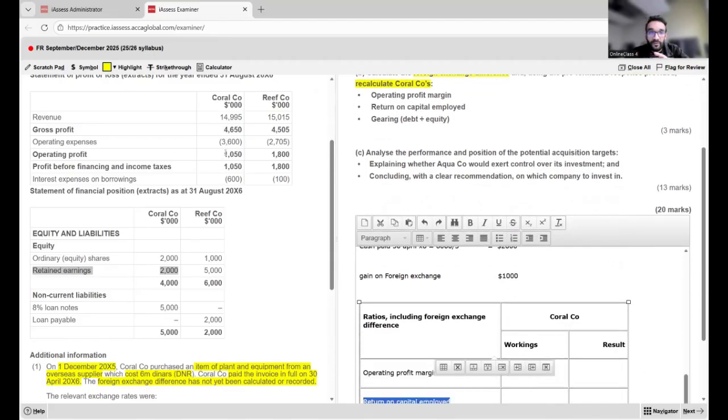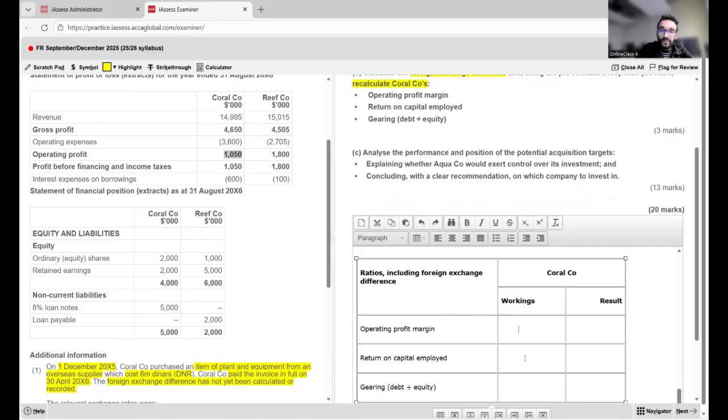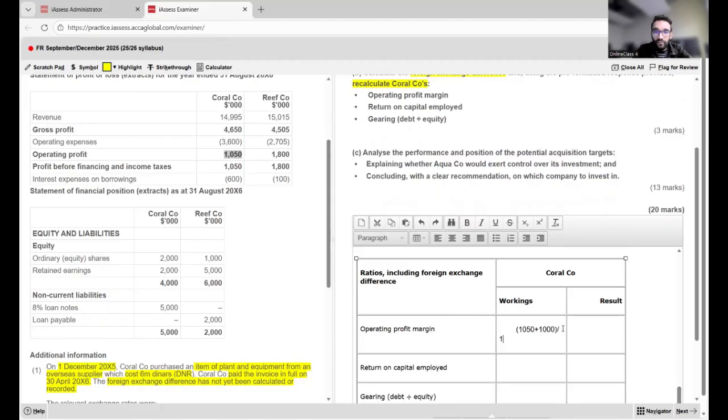What was the operating profit? 1050, but we now have a 1,000 exchange gain. Add this in, use brackets: 1050 plus 1000 gain, divided by revenue. What was the revenue? 14,995, into 100.